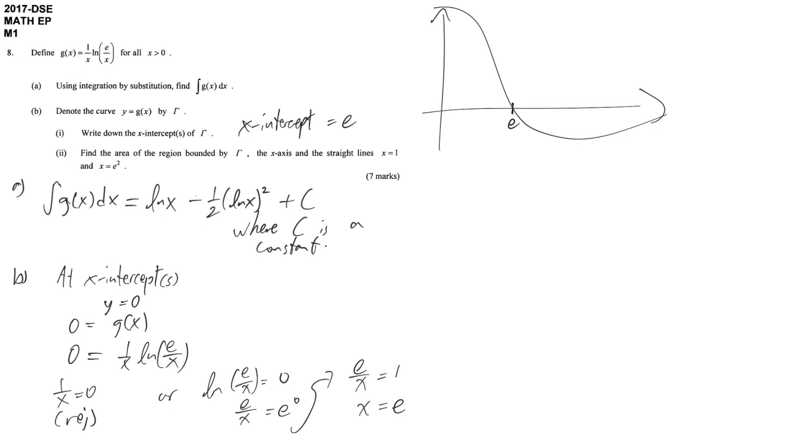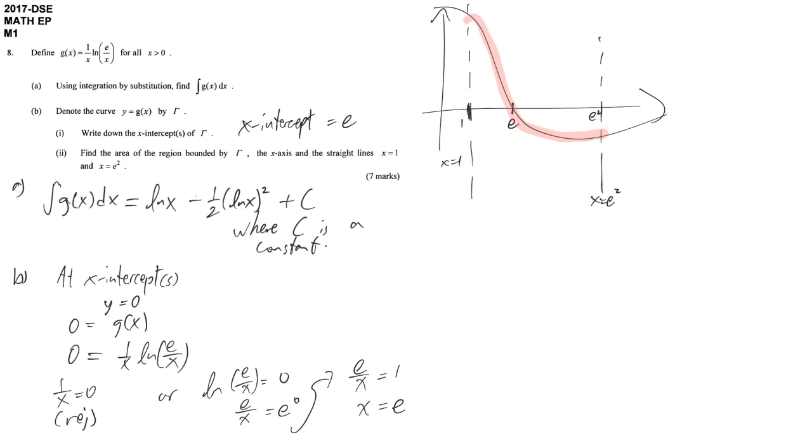x equal to 1 is the left hand side. And also another line, x equal to e squared. e squared is 7 point something, so it is the right hand side. To be honest, I don't know which part is above the ground and which part is below the ground. It's just by guessing. Of course, you can substitute some value like 1.5 to test whether it's above or below the ground.